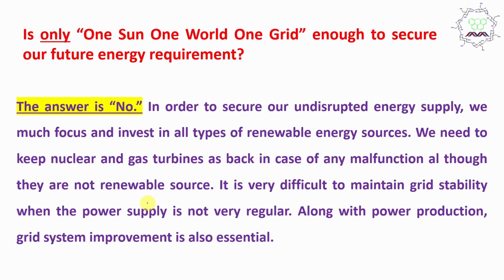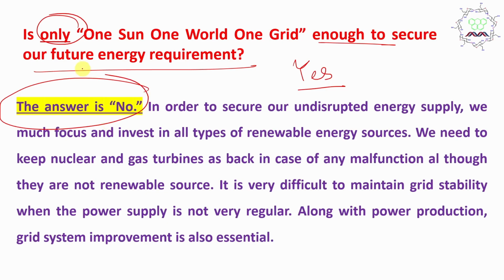Now, the most important question is: is only one sun, one world, one grid enough to secure the future energy requirement? Theoretically, I'll say yes. But practically, my answer is no. Why? Because we should not depend on one sort of energy source for our global energy supply. Renewable energy has lots of obstacles. Not only that, it is new. We do not have that much experience, expertise. Rather, we need undisrupted energy supply. So that's why we should not depend on solar only, we should depend on other renewable energy sources.